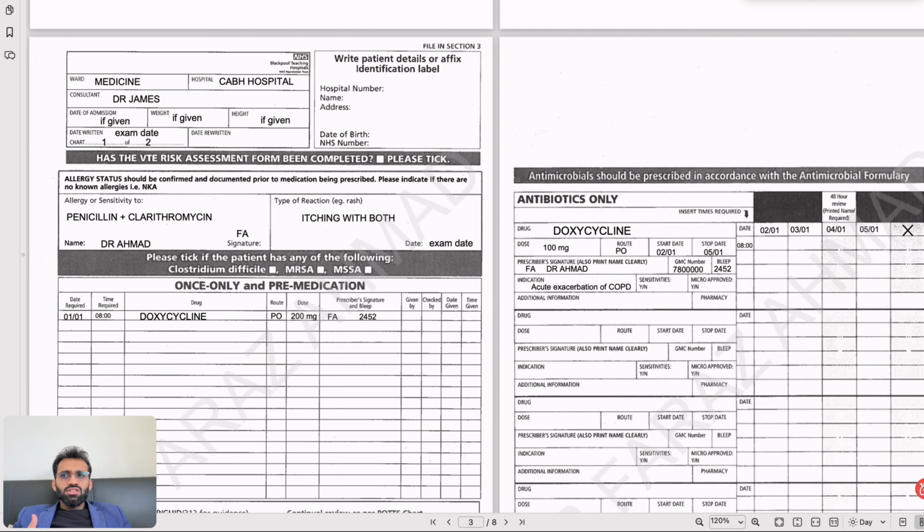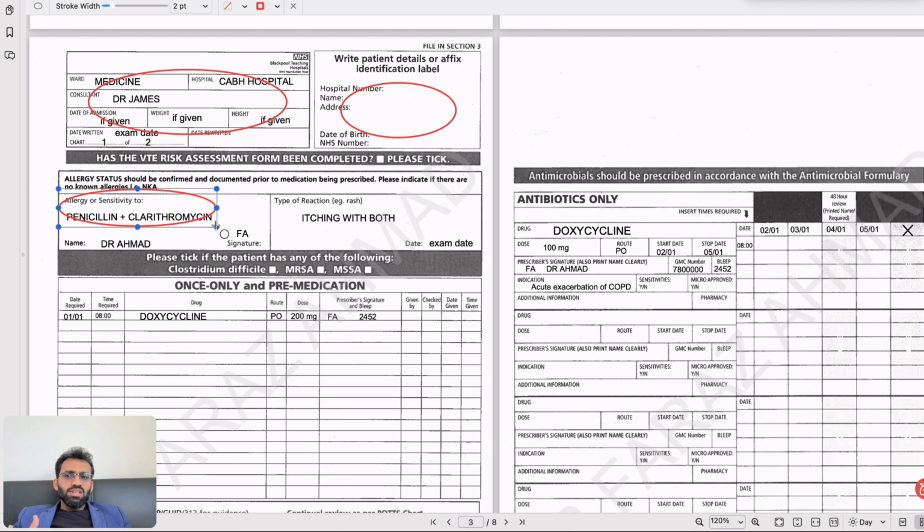Like in the first section, we have to write the consultant details, department details, and then paste the patient sticker over here. Allergic status: patient is allergic to penicillin and clarithromycin. You will write your name and then signature. Patient developed itching with both of the drugs. You will write the exam date over here as well.